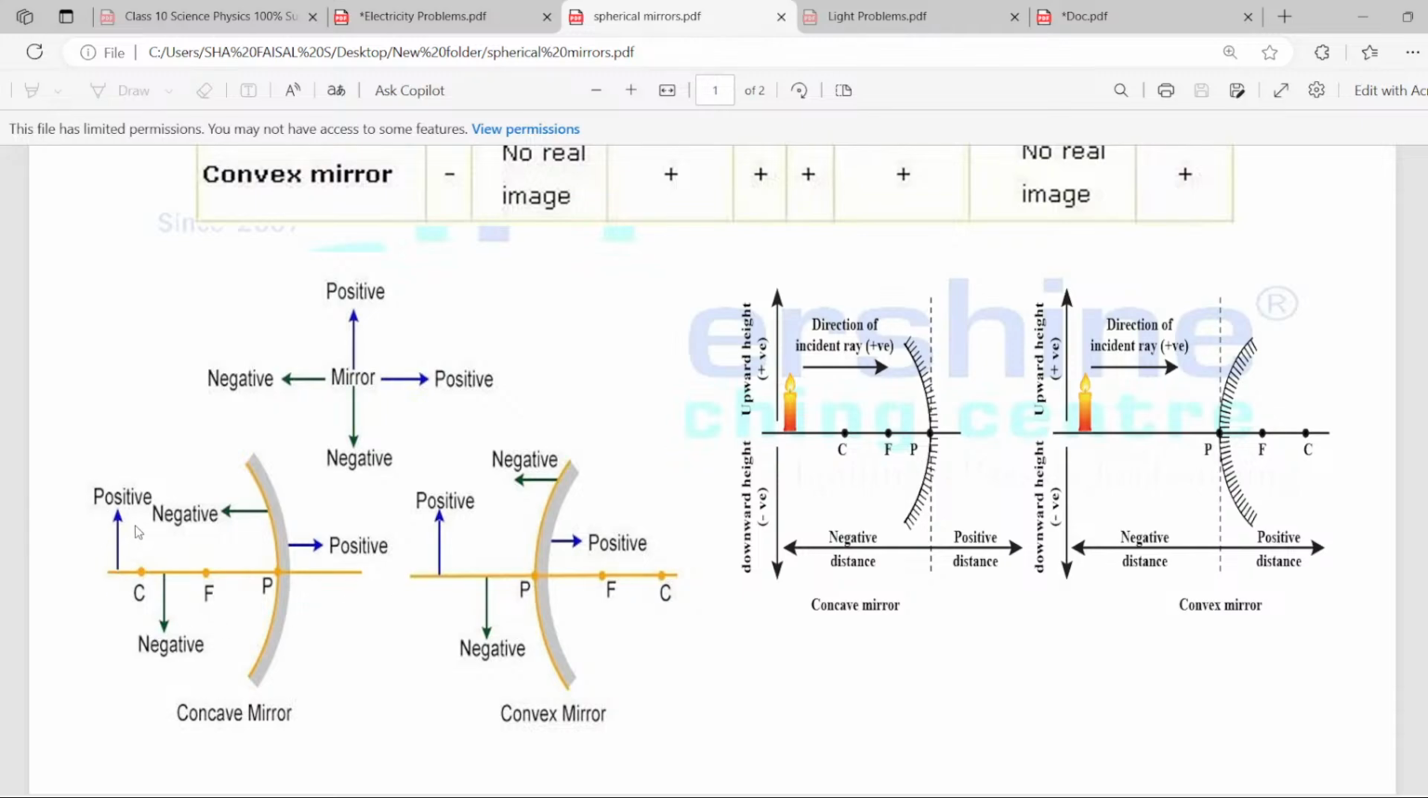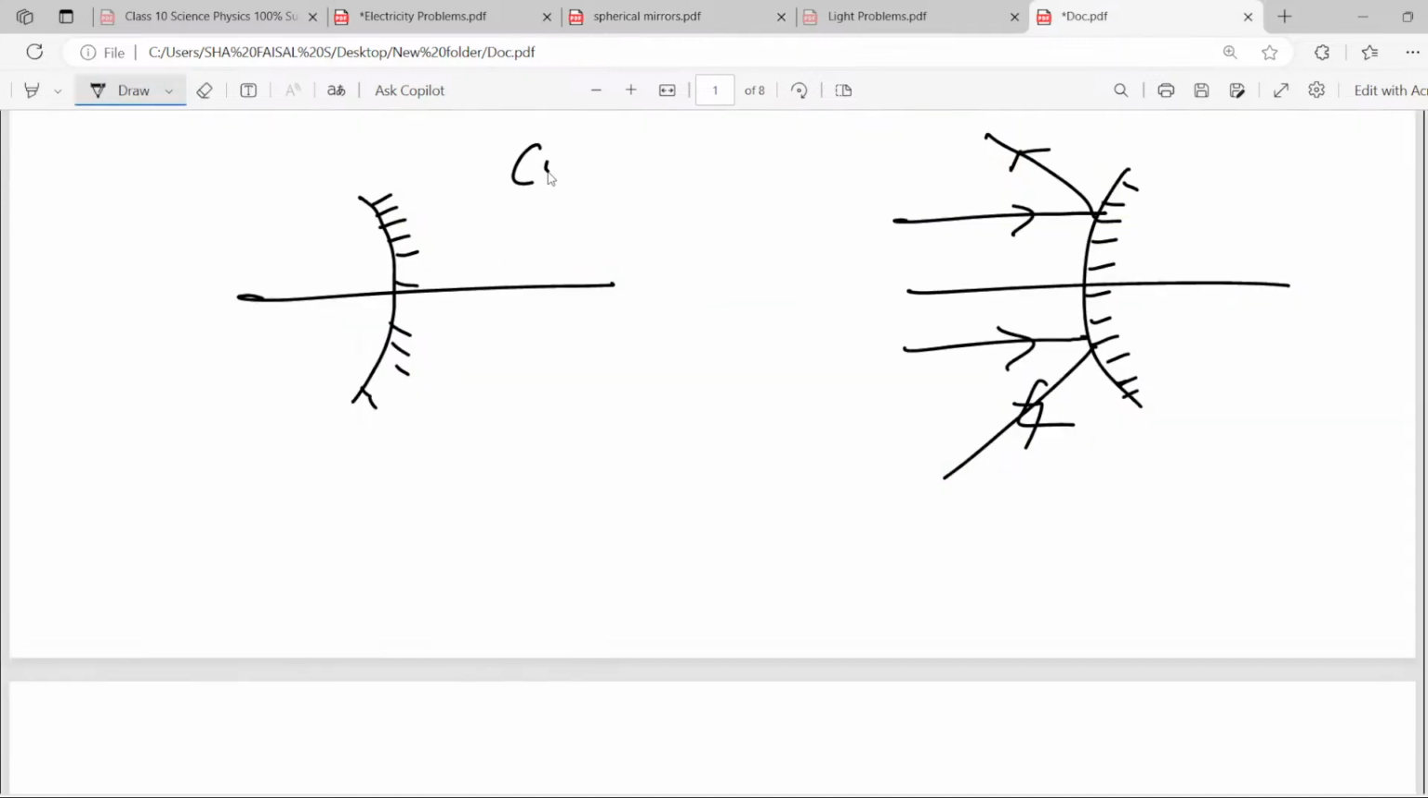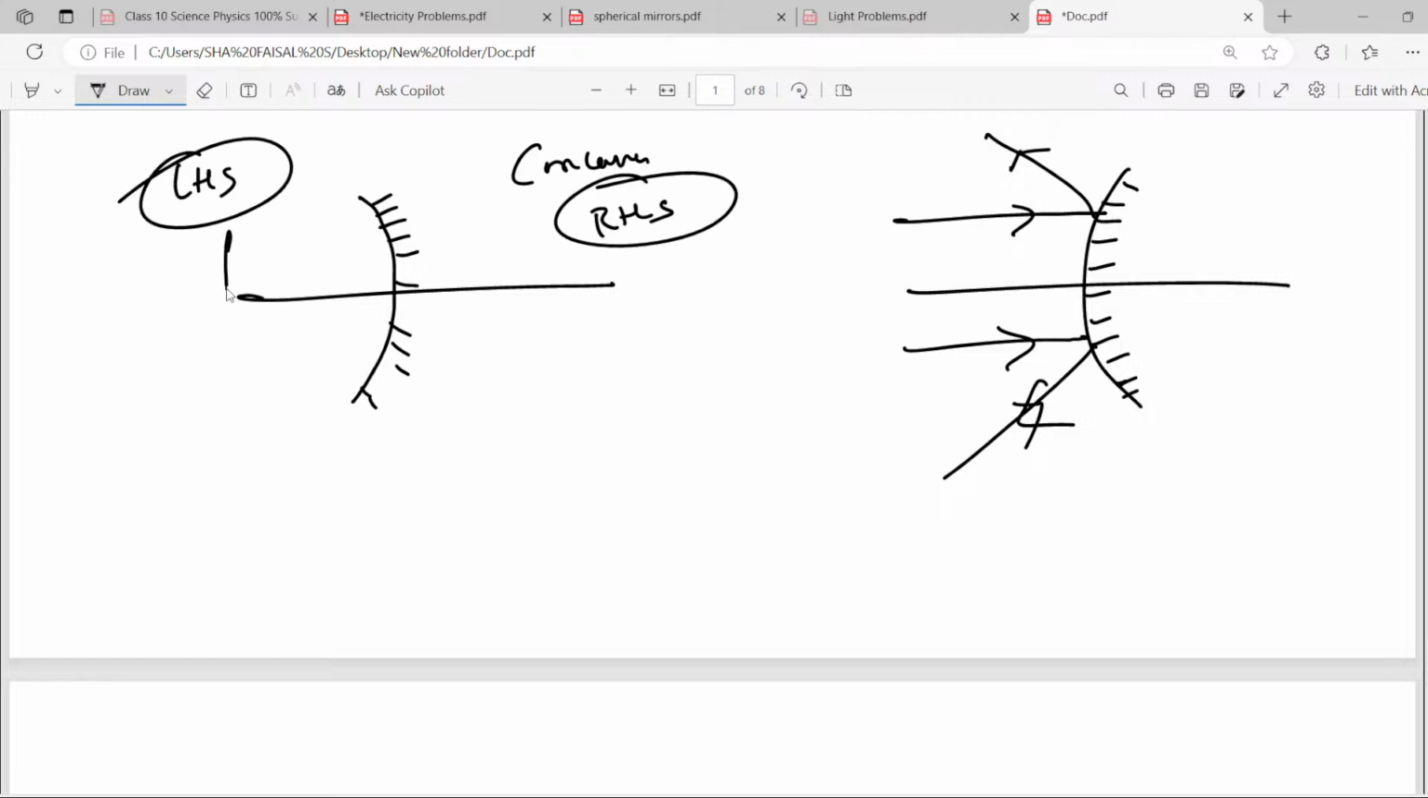See children, always we keep the object on the left hand side of the mirror. In concave mirror, always this is my left hand side and this is called the right hand side. Always the object is kept here. This is my object.